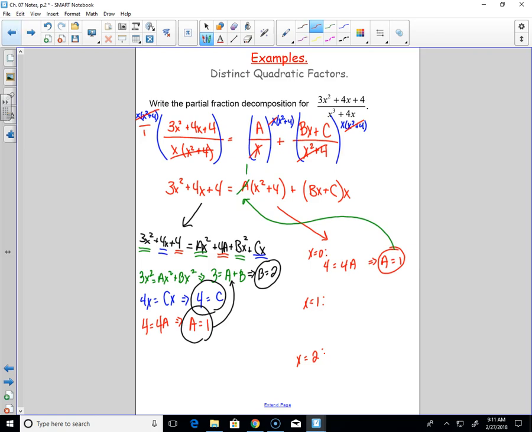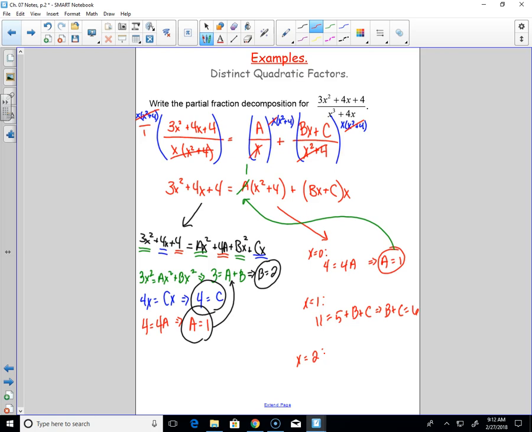Now I plug in 1. 3 plus 4 is 7, 7 plus 4 is 11. Equals 1 plus 4 is 5, 5 times 1 is 5, plus b plus c times 1. I end up with b plus c equals 6. Oh, does that get me to an answer? No. But guess what I'm going to do and why I'm plugging in one more point? 3 unknowns. I need 3 equations. That got me straight to an answer. This gets me an equation with just b and c, and guess what's going to happen with this guy?